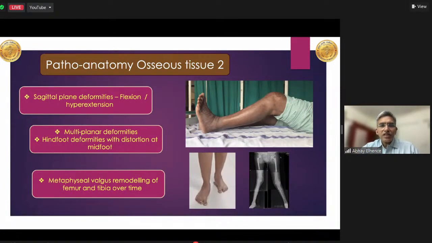The pathoanatomy is complicated further by the presence of sagittal plane deformities, which means there could be a flexion valgus or a hyperextension valgus. Sometimes these multiplanar deformities have associated problems in the foot, wherein there will be hindfoot deformities with or without subtalar subluxation, as well as distortion of the midfoot complex. What this does to a valgus corrected knee is that post total knee arthroplasty, patients with foot deformities will sometimes have residual lateralization of the mechanical axis. And then there will be metaphyseal valgus remodeling of the femur and tibia because of the chronicity of the problem.